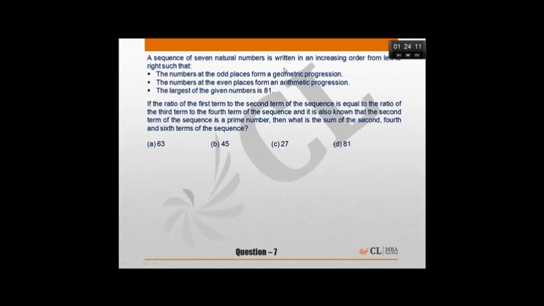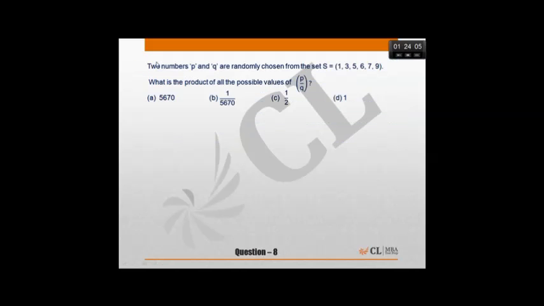So let me go further. Sequence of 7 natural numbers, again a long question. I will look at only in round 2 because in round 1 I am looking at only questions I can solve very fast. Two numbers p and q are randomly chosen from the set, where what is the product of all possible values of pq?